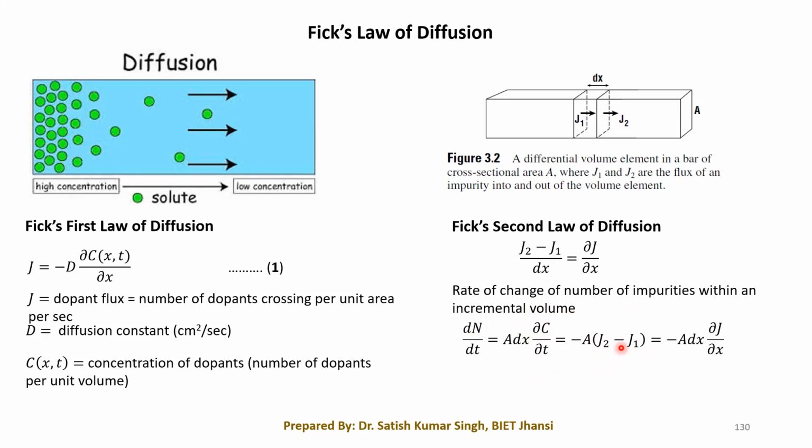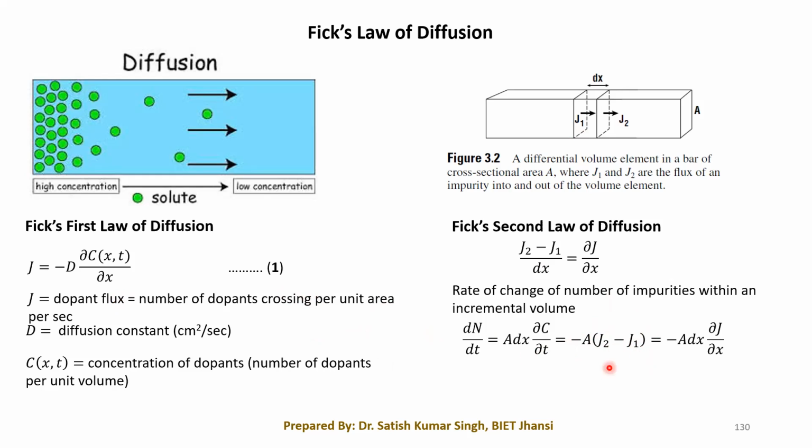As I have already defined, what is the unit for J2? J2 is the number of dopants crossing per unit area per second. Once you multiply it with the area, because J2 is smaller than J1, when you subtract J2 minus J1, the net result will be a negative value. The negative and negative terms will cancel out, so it becomes positive. Obviously it will give you a certain rate of dopant crossing per unit area per second.